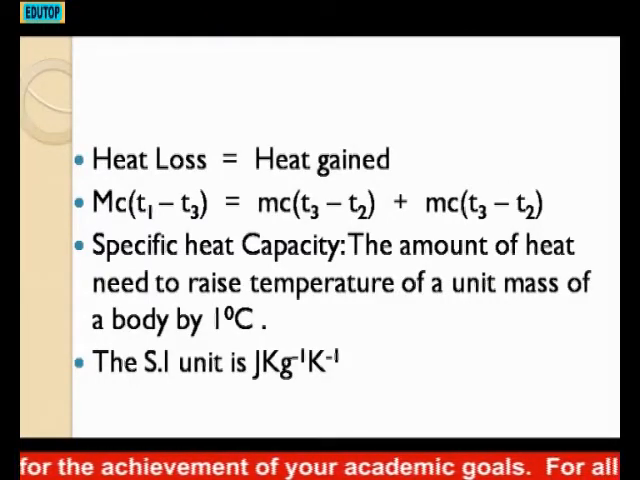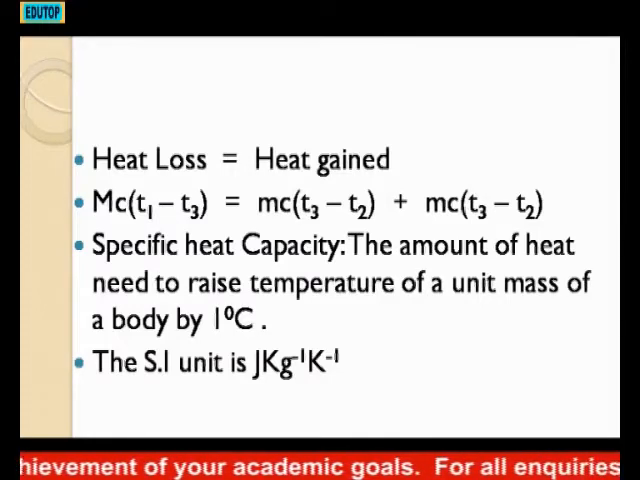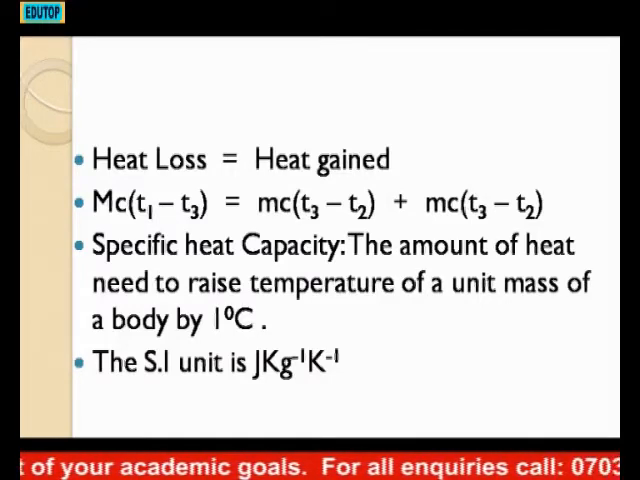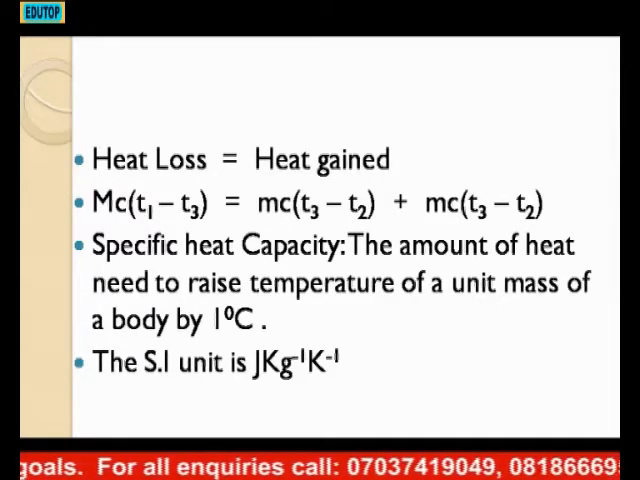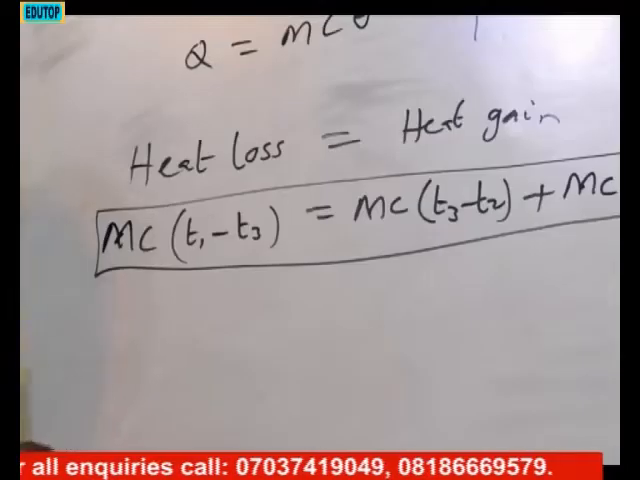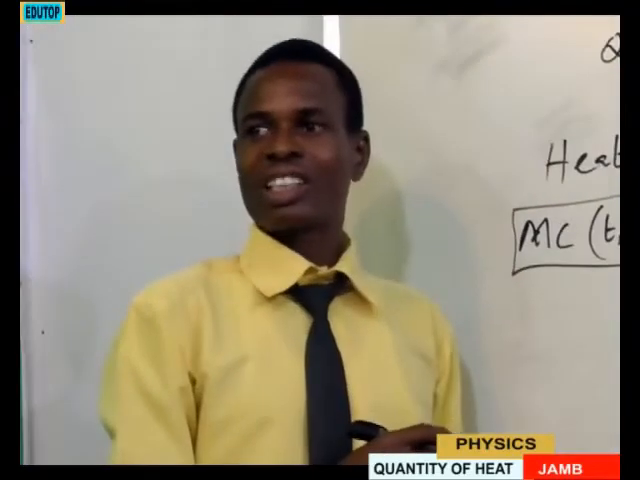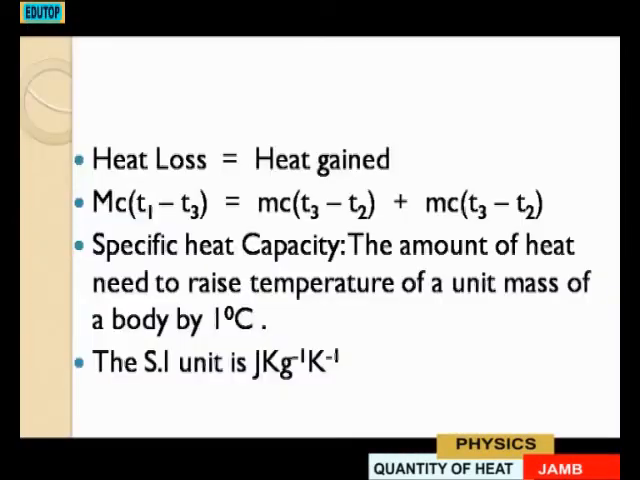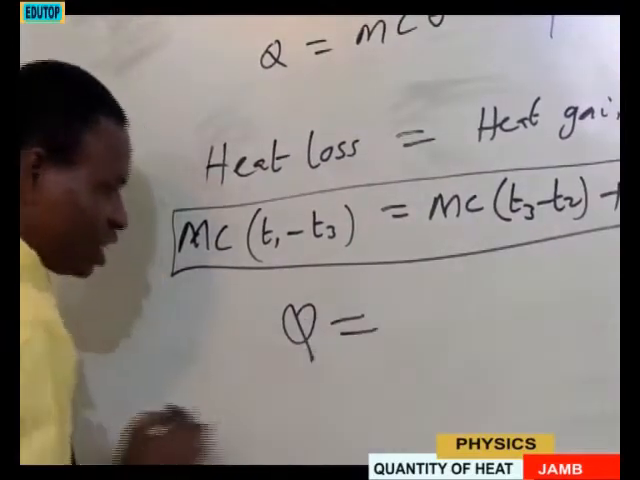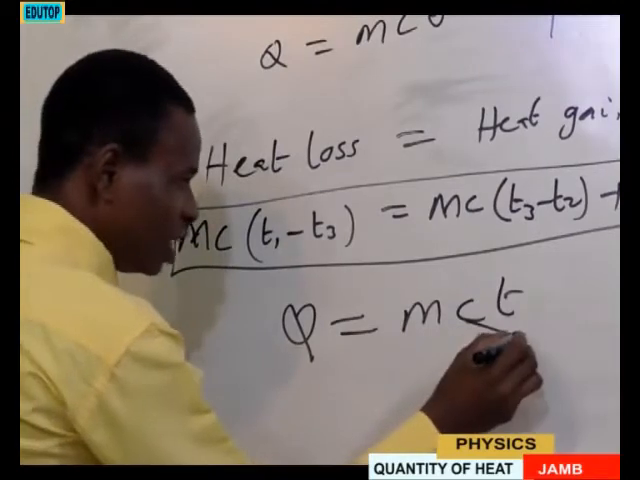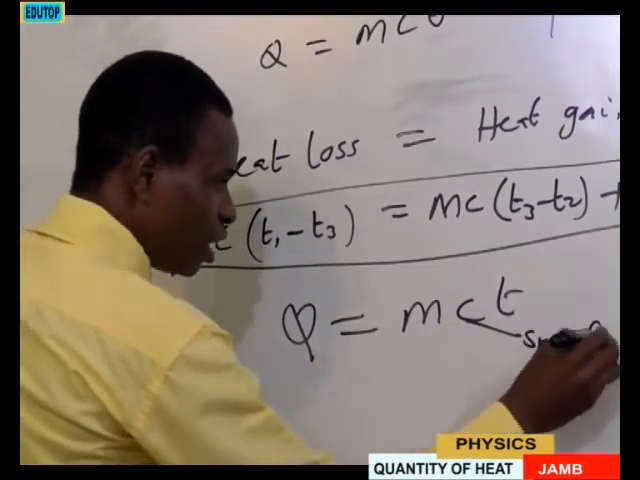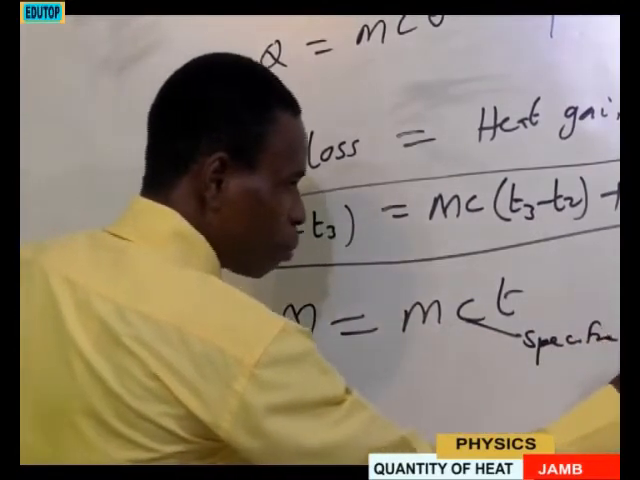What is specific heat capacity? The amount of heat needed to raise the temperature of a unit mass of a body by 1 degree Celsius. That is specific heat capacity. And the unit is joule per kilogram per Kelvin. How do we get that? From quantity of heat, which is equal to MCT. This C is what we call specific heat capacity.